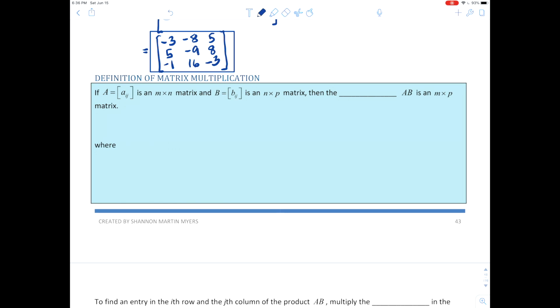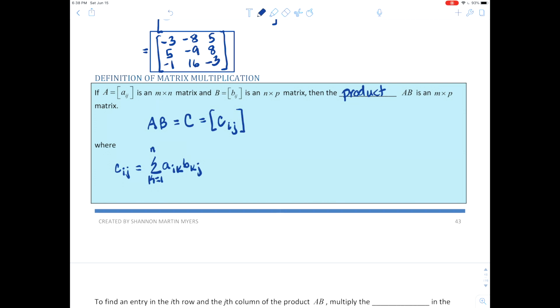So here we go. If A is equal to Aij and it is an M by N matrix, and B equal to Bij is an N by P matrix, then the product AB is an M by P matrix. So if you were to name the product A times B equal to some matrix C, this would in turn be equal to, in the representative element form, Cij.